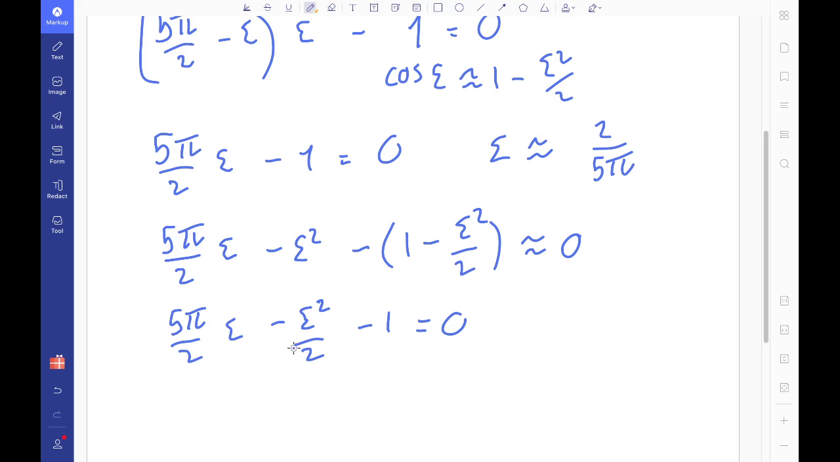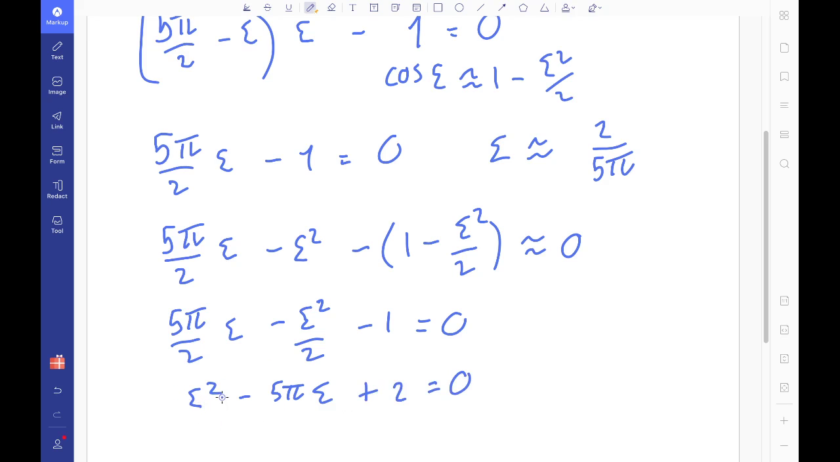But this is a quadratic, right? A lot of questions are going to end with a quadratic. Doesn't matter that we've got a 5 pi here, that's just a number. We can still solve it. If I multiply by -2, I can get my equation a little bit simpler in epsilon. So I will get epsilon squared minus 5 pi times epsilon, and then multiplying by -2, that's going to be a +2 on the end, equals 0. So this is just a quadratic in epsilon.